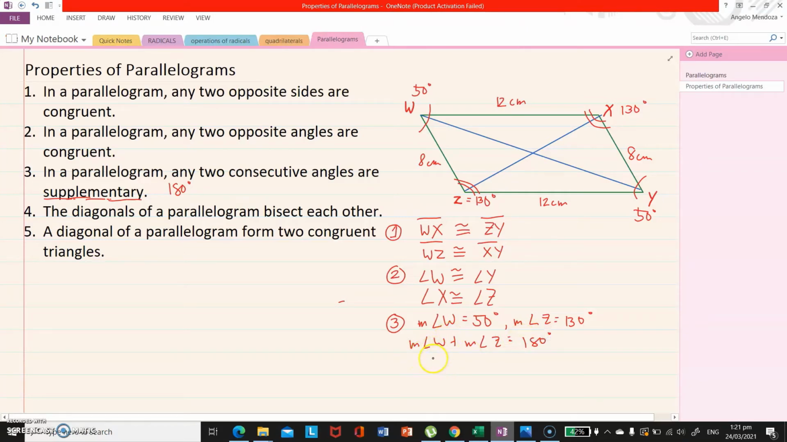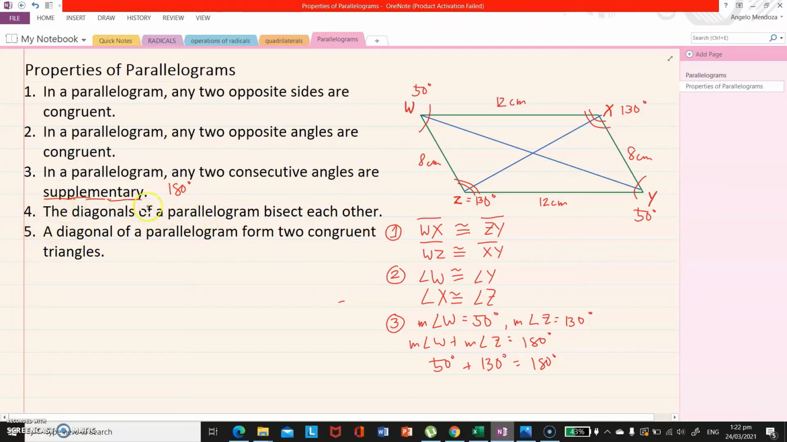So, tama naman, di ba? Kasi 50 plus 130 degrees is equal to 180 degrees. So, therefore, they are supplementary. Then, the rest will follow. So, there are actually 4 possible answers here. So, you have angles W and Z, angles Z and Y, angles Y and X, and angles X and W. So, paikot. So, any two consecutive angles are supplementary, that is equal to 180 degrees. Okay? So, yun yung number 3 natin.